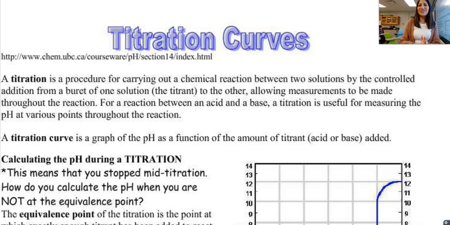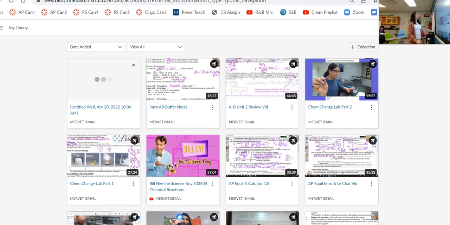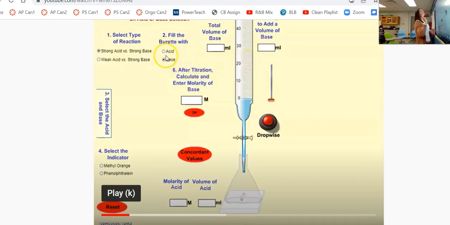We are talking titration curves today. We've talked about titrations before, and in my mind, the best thing to do is always to take a look at what a titration looks like, like what's the equipment that's used in a titration? That always helps me get an idea of what we are actually doing in a titration. So what do you think we're doing in a titration?